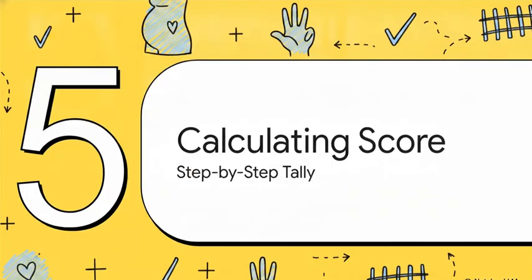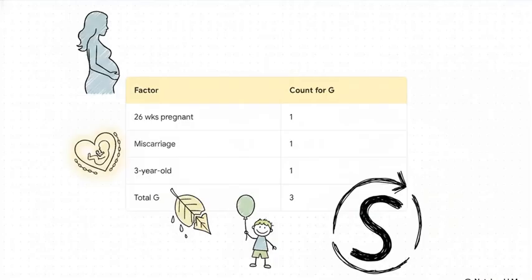Section 5. Calculating the final score. Let's kick things off with gravidity, the total number of times she's been pregnant. First, the scenario tells us she's currently 26 weeks pregnant. Boom, that counts as 1. Second, she had a miscarriage at 10 weeks. That was a pregnancy, so that's another 1. And finally, she has a 3-year-old child, which was obviously another past pregnancy. That's 1 more. Add all those up, and our total gravidity, our G, is exactly 3.